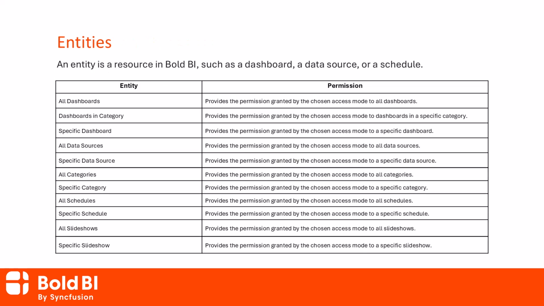Permissions are further classified through the entity, access mode, and scope structures. An entity is a resource in Bold BI, such as a dashboard, a data source, or a schedule. The table lists the entities you can control access to through permissions.